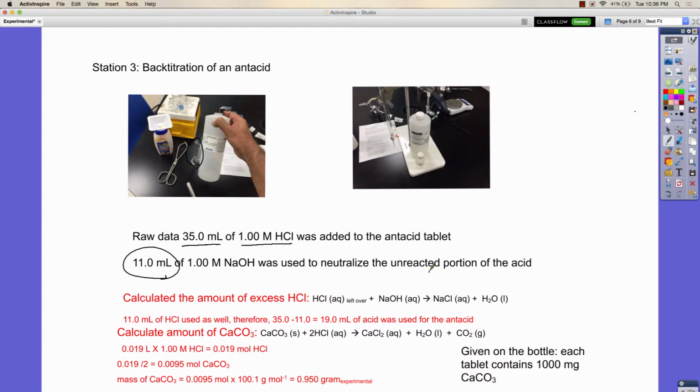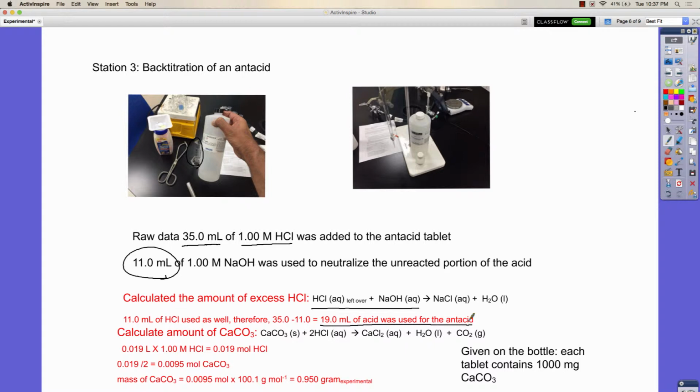So now let's go after calculations. First, I go after the second reaction. That's why it's known as back titration. The reaction is between HCl and NaOH. It's a 1:1 ratio of moles. 11 milliliters of HCl was used in this process. So if you subtract that from the original volume 35, you see 19 milliliters was used for the antacid only, if you follow this calculation.